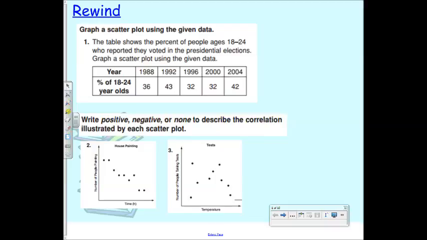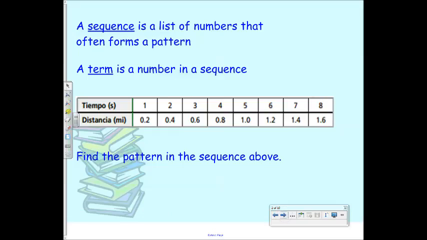Okay, so what is a sequence? Yeah, in order, right? There's some kind of order to something. So a sequence is something where we talk about it in mathematics. It's a list of numbers that often forms a pattern. So a term is a number in a sequence. A term is like one number in a long sequence of numbers in a long list of numbers.